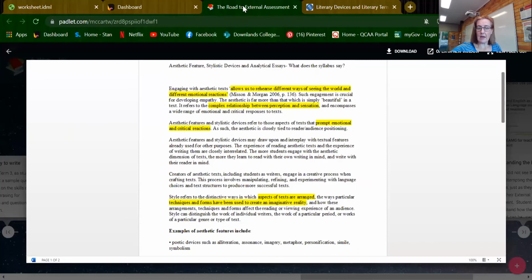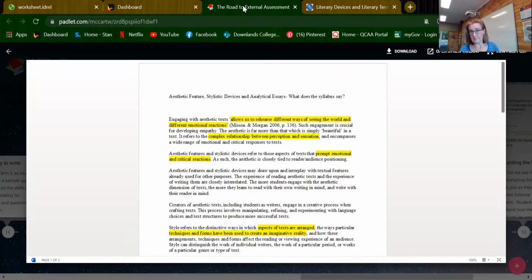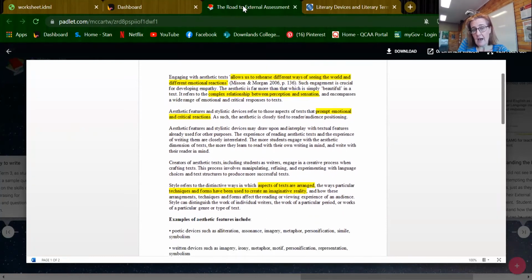So let us have a look. So here is our Padlet, and I've already maximised the document so that you can see it. And this is specifically looking at the idea of aesthetic features and stylistic devices in use in analytical essays. Now, this little document actually has aesthetic features first and stylistic devices second, but I'm going to focus on stylistic devices first because we've already connected with the idea of the building blocks of a play, the anatomy of a play, and the stylistic devices link really directly to that. So it makes sense to start there and then look at aesthetic features.